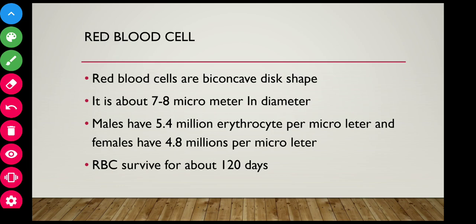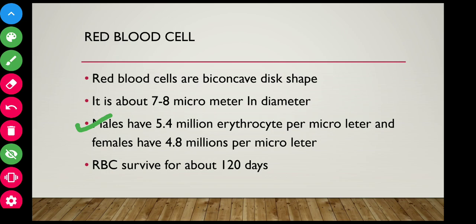A single drop of blood contains millions of erythrocytes, and you can see thousands of leukocytes in a single drop. So specifically, males have 5.4 million erythrocytes per microliter and females have 4.8 million per microliter.